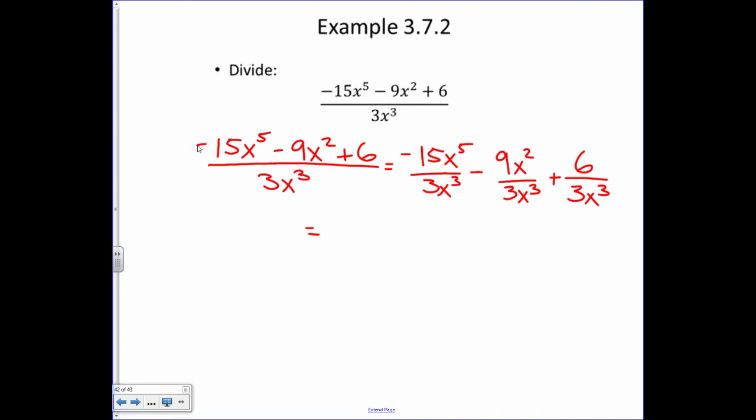Negative 15 divided by 3 will give you negative 5. X to the 5th divided by x cubed will give you x squared. Remember, you subtract your exponents, 5 minus 3. In the second term, we have minus 9 divided by 3 is 3. X squared divided by x cubed. Well, 2 minus 3, that's going to give us x to the minus 1. And then plus 6 divided by 3 is 2.